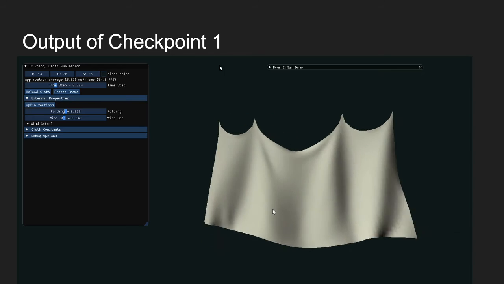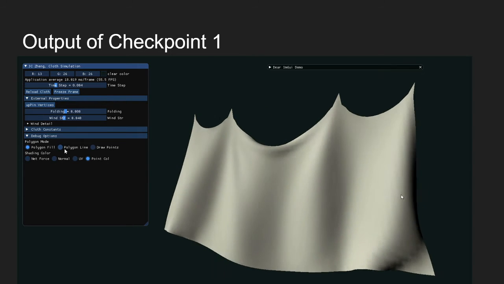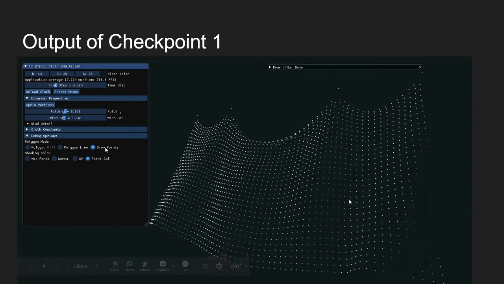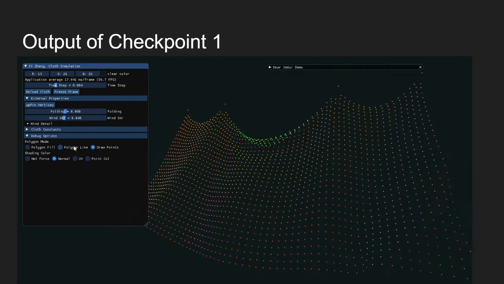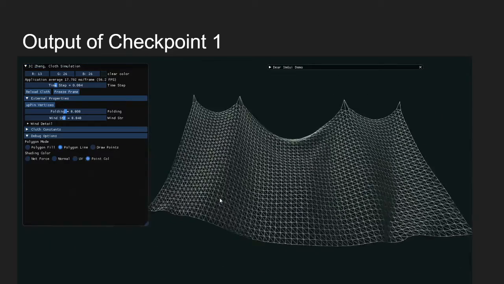So this is the output of my first checkpoint. It can interact with the wind. I can change the draw call, the polygon with which I draw the cloth, for debug purposes.